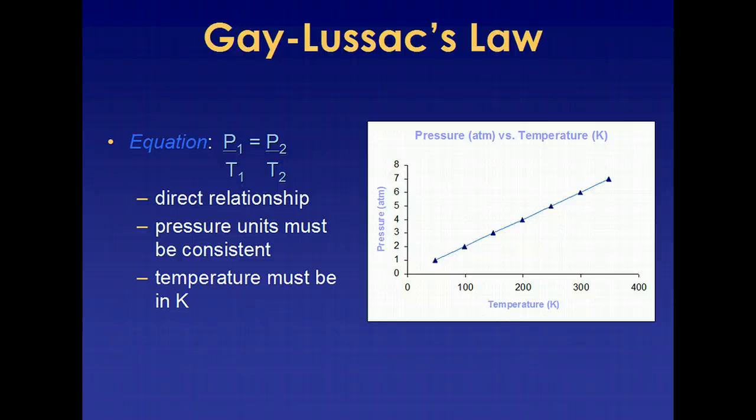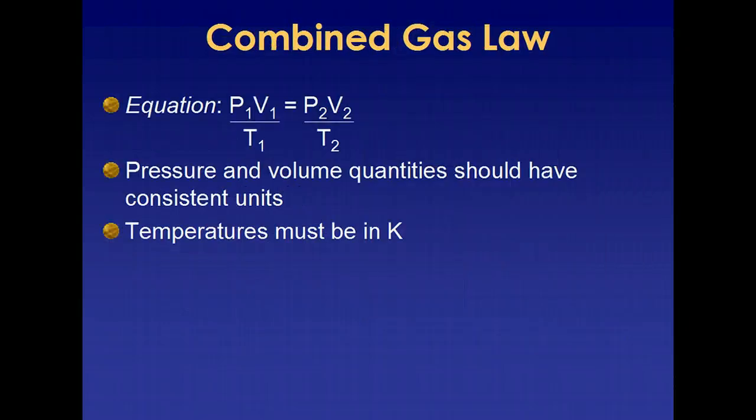Just so this one doesn't get left out, Gay-Lussac came up with a relationship between pressure and temperature, that it's a direct relationship if everything else is being held constant. And again, because temperature is involved, it would have to be in Kelvin. I didn't give you any examples with that one, so we're going to move on.